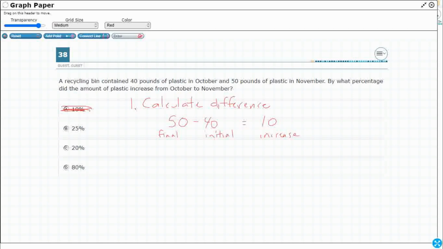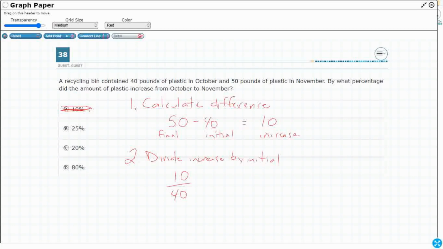So then step 2 is you divide the increase by the initial. All right, so it increased by 10. And how much did it start with? Well, it started with 40. All right, so now we need to divide that. Honestly, we're going to end up with it as a percent. Some of you can already kind of see where this is going. There's a few different ways to do this, right?